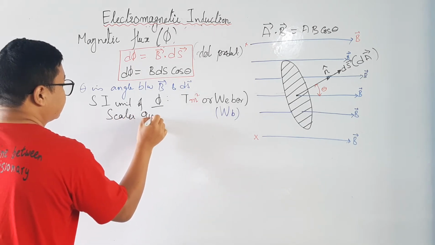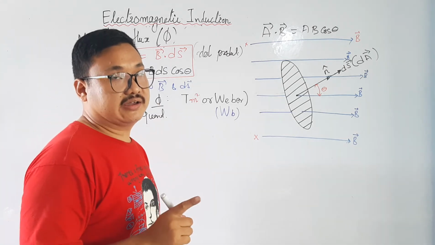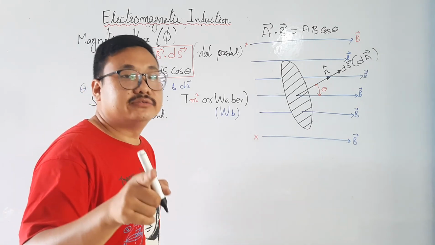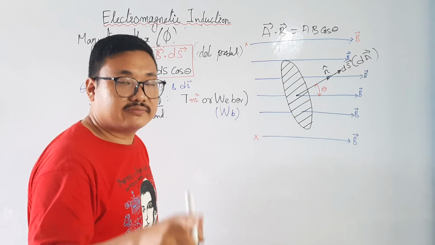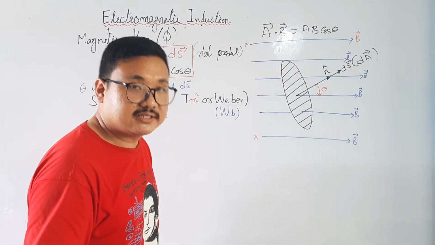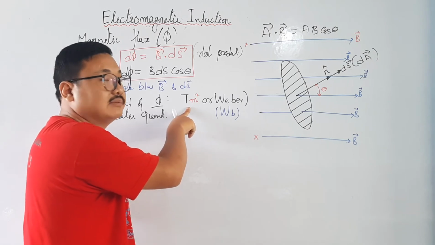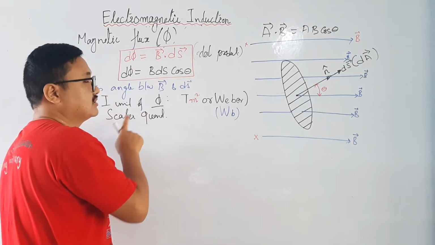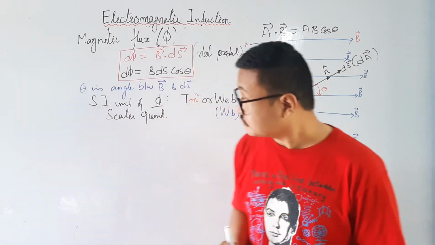Scalar quantity. Okay, scalar quantity is asked in the exam. For example, what is the quantity whose SI unit is Tesla meter square, and is it a vector quantity or a scalar quantity? Then you have to answer that the quantity which has SI unit Tesla meter square is magnetic flux, which is a scalar quantity. Okay.